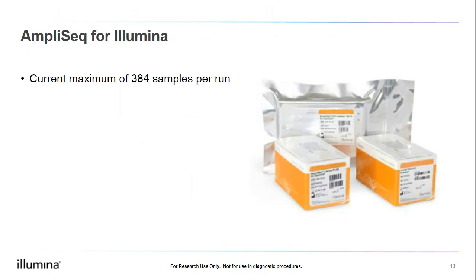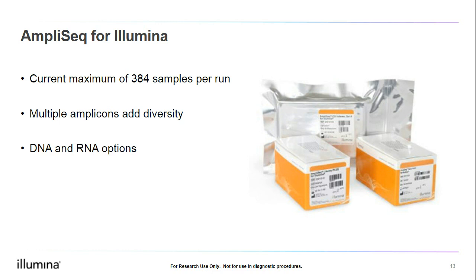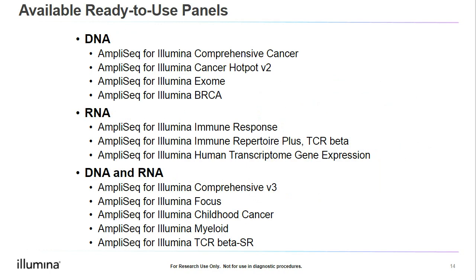We currently have the option to pool up to 384 samples per run using index sets A through D. Panels contain multiple amplicon targets, which add diversity to the library. There are DNA and RNA panel options. Input can range from 1 to 100 nanograms, and we typically recommend 10 nanograms of input material per pool for high-quality input. With lower quality samples, we may want to increase the input material if possible. We have 12 ready-to-use panels for use with DNA input, RNA input, or both, depending on the panel, and we're continuing to build our AmpliSeq portfolio.